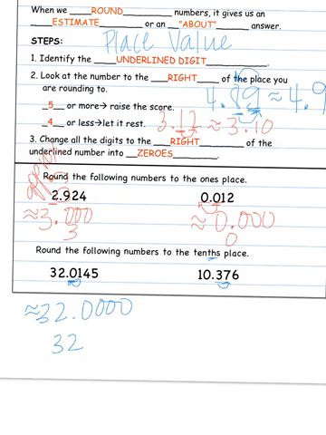5 or more raise the score, so that means this 3 is going to raise up 1. So it raises from 3 up to 4. Again, we have approximately, since we are rounding, it is not an exact answer. So it raised up to 4. Again, we fill in with zeros at the end, and we would have 10 and 4 tenths as our final answer.